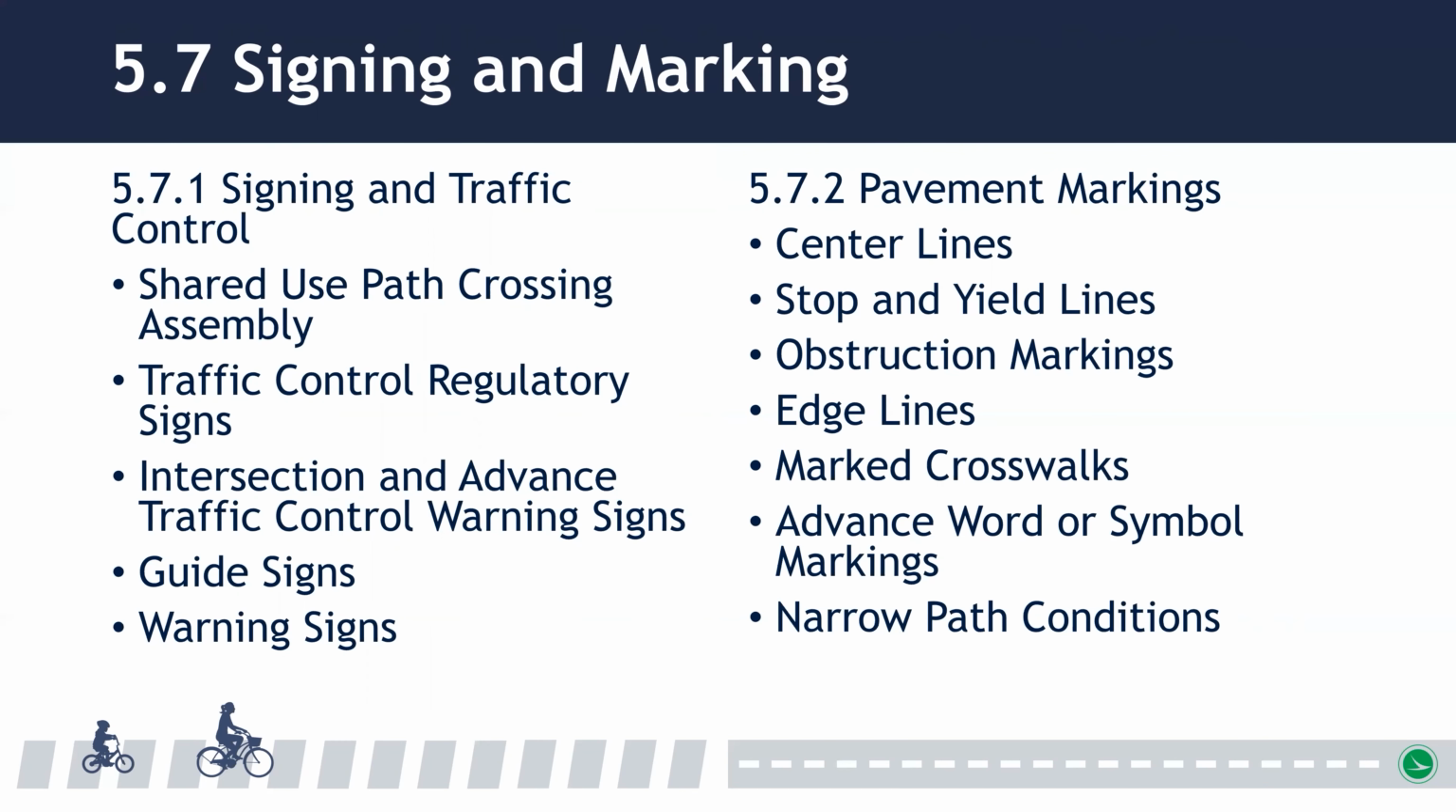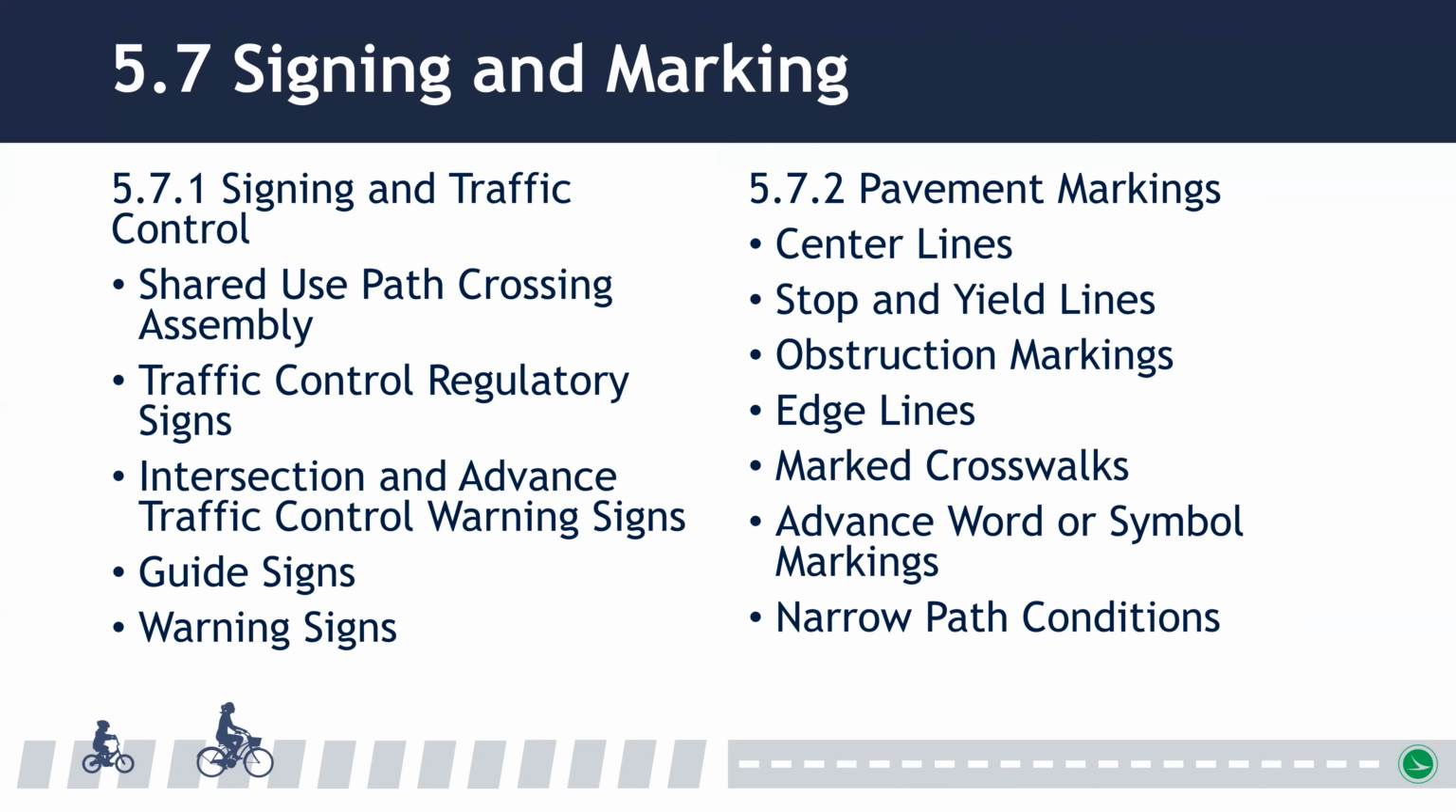The primary guidance source for traffic control signs is the MUTCD. The information is located in Chapters 2B and 9B of that guide. The information presented in section 5.7 of the Multimodal Design Guide is intended to supplement the MUTCD guidance and is specific to shared use paths.